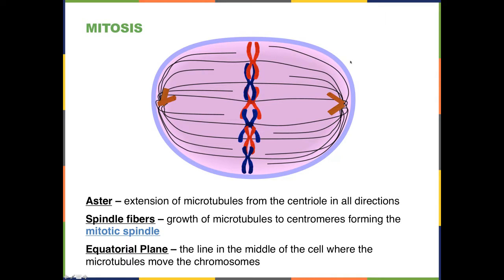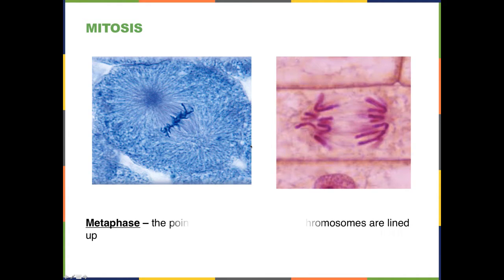The microtubules are moving out and attaching to the centromere. And then at this point, you've entered what's known as the metaphase. And so here's metaphase over here on the left. The chromosomes are lined up, and you can see the mitotic spindle is formed, and they're attached all along this equatorial plane here.